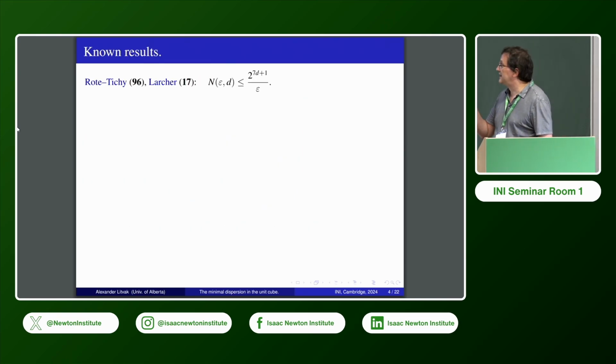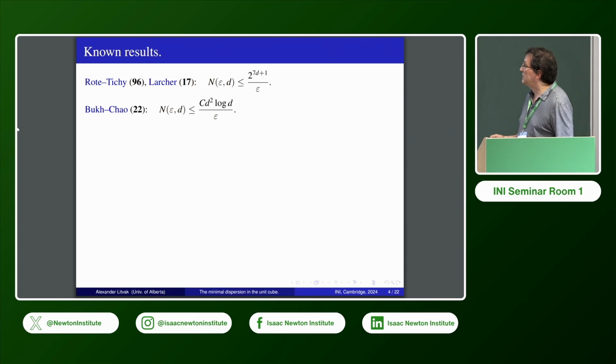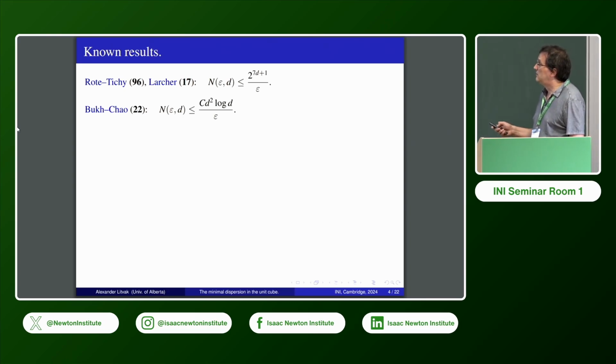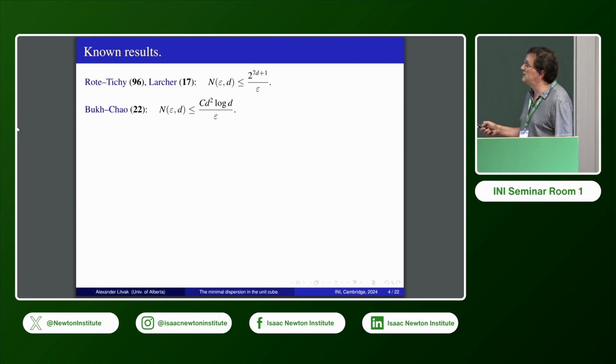Then I will start with describing known results. In the paper of Rote and Tichy there was a bound, which essentially was d to the d, which was slightly improved later by Larcher to 2 to the 7d plus 1 over epsilon. This was one of the first bounds. And very recently, Bukh and Chao managed to improve this significantly to a polynomial bound here.